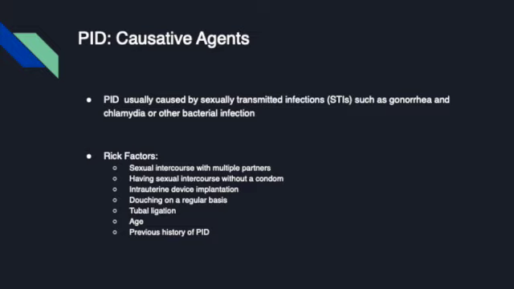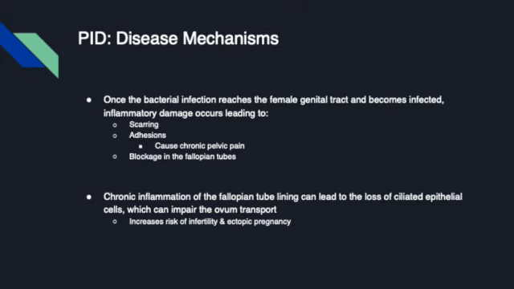And the major risk factors in general for PID would be sexual intercourse with multiple partners, having sexual intercourse without a condom or protection of any sort, intrauterine device implantations such as IUDs, douching on a regular basis, tubal ligation, previous history of PID, and even particular age.